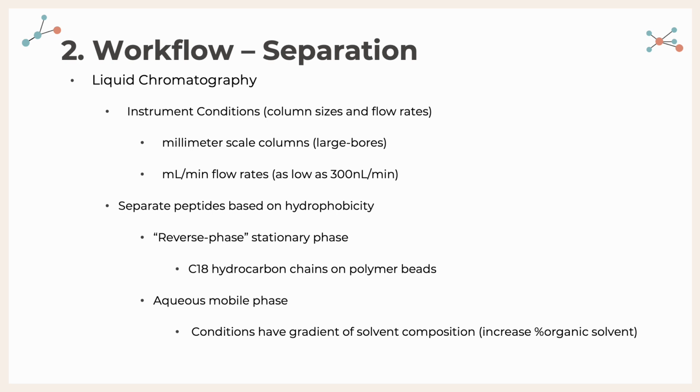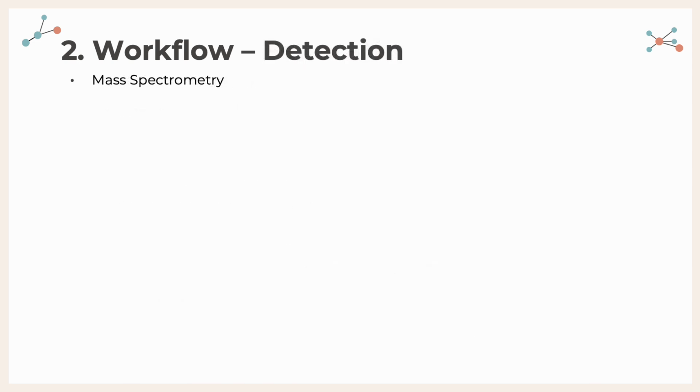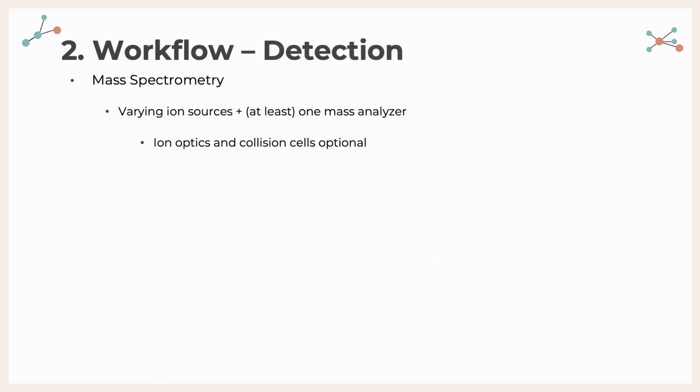But yeah, pretty standard. Moving on to the second instrumentation step, we have mass spec. So recall that I said it is tandem mass spec. We're just going to cover one mass spec and then we're going to move on to what tandem mass spec means. So mass spec, or a mass spectrometer, essentially has a varying ion source and at least one mass analyzer with ion optics and collision cells that are optional.